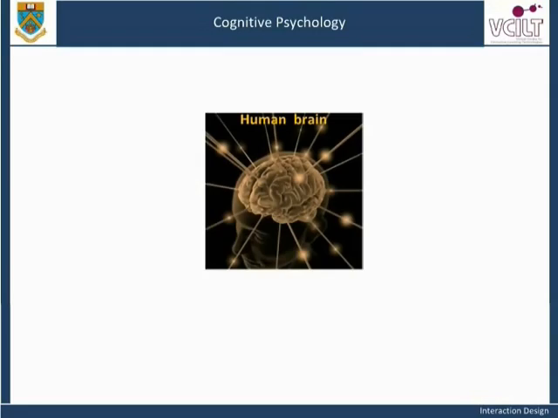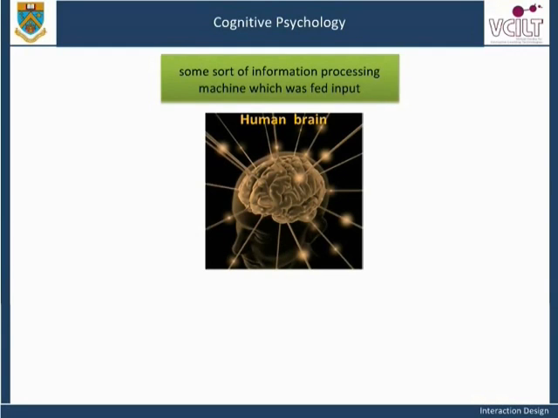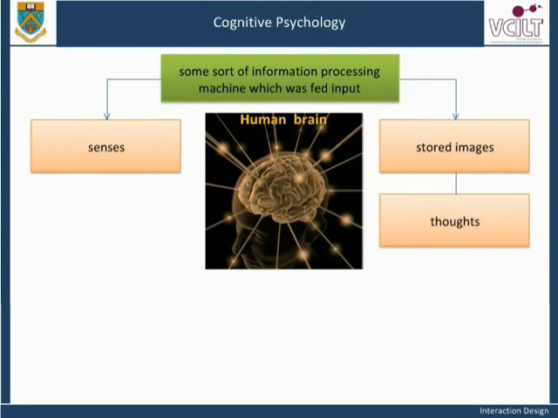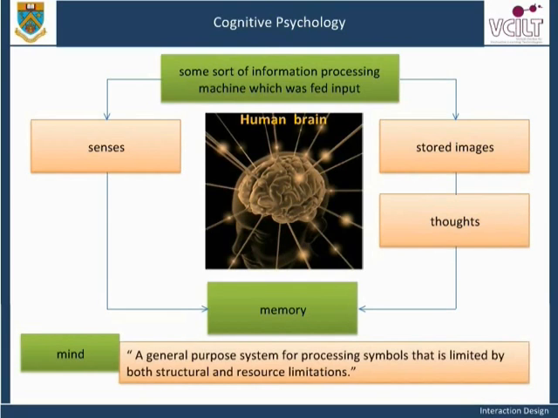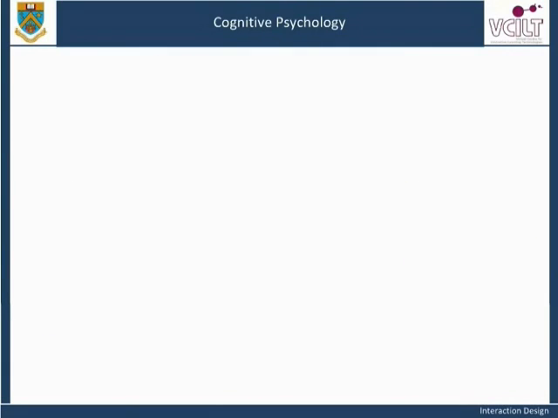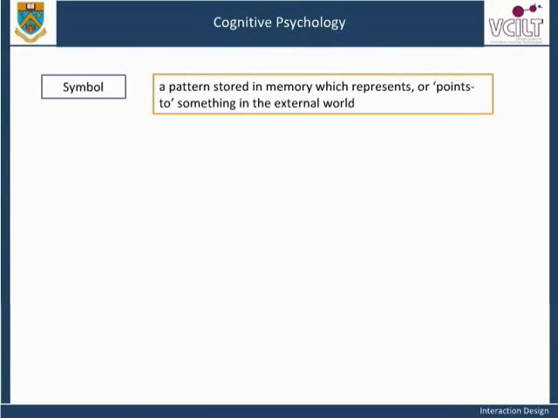Psychologists believed that the human brain was some sort of information processing machine, which was fed input from senses and stored images, thoughts, etc., in memory. The discipline of cognitive psychology describes the mind as a general-purpose system for processing symbols that is limited by both structural and resource limitations. In this context, a symbol is a pattern stored in memory which represents or points to something in the external world.